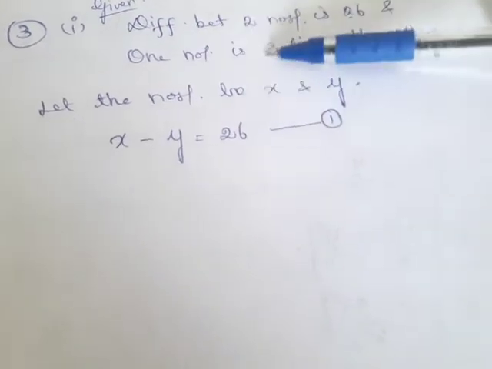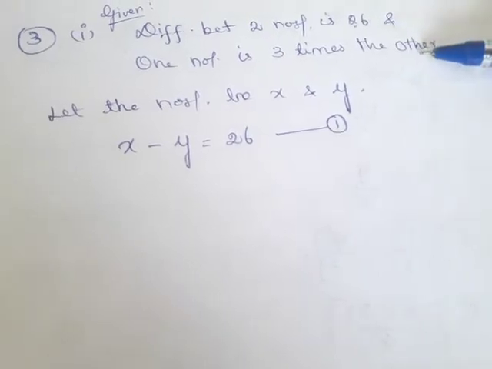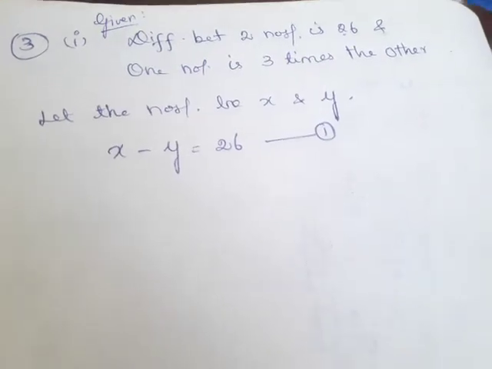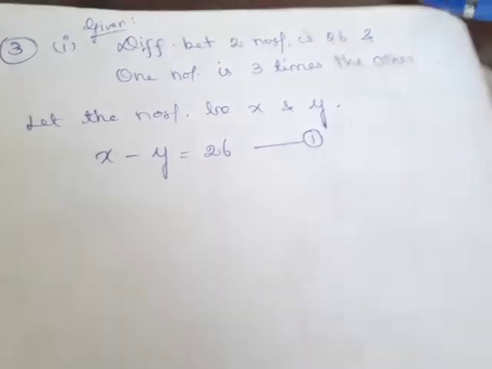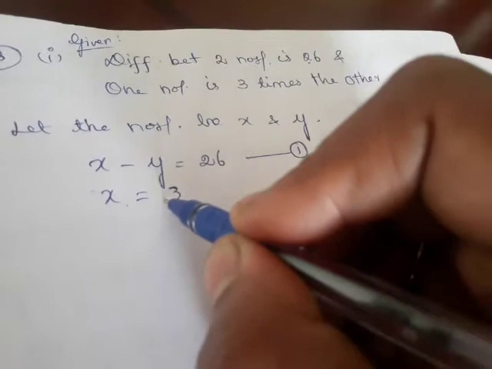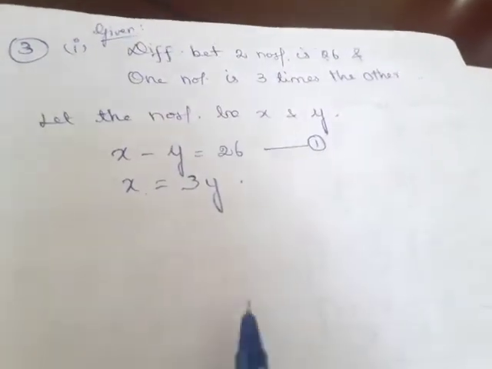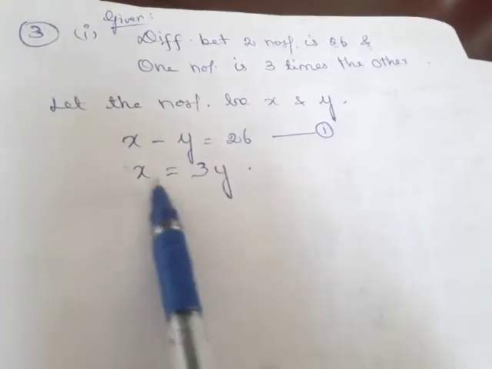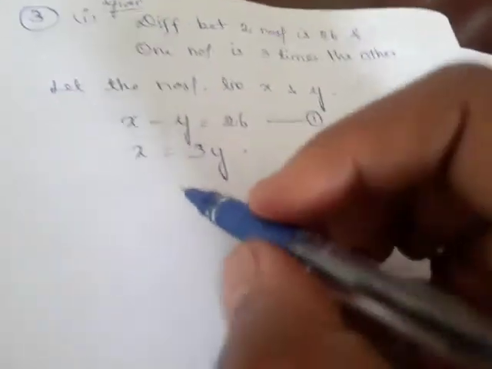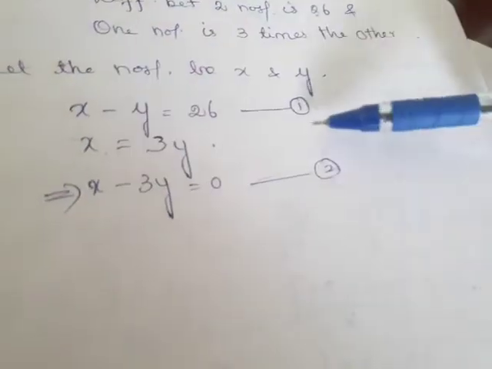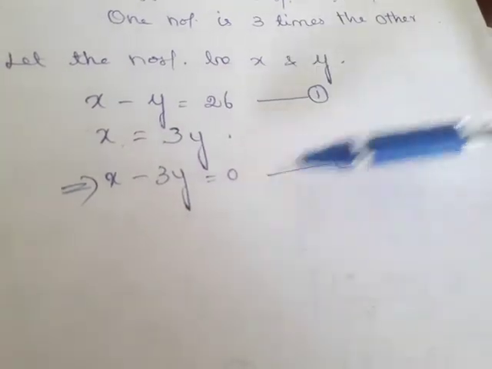Second statement is one number is 3 times the other. One number is 3 times the other. So what will be your equation now? One number, say x, is equal to 3 times the other, which is y. Hope this stands good because x only we have taken as the greater number. So 3 times the other number, obviously x will become the greater number here, right? So this can also be written as x minus 3y equal to 0. This is your second equation. So we got two equations, x minus y equal to 26, x minus 3y equal to 0.